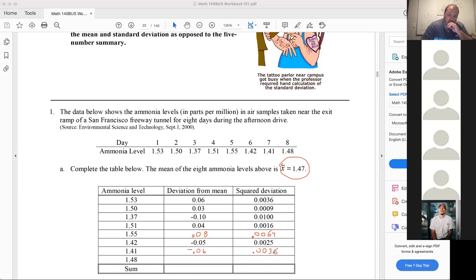And how far is 1.48? 0.01. 0.01 squared is going to be 0.0001. So when I add these: 36, 45, 145, 161, 221, 246, 282, 283. So I get 0.0283. What do I do with this number?